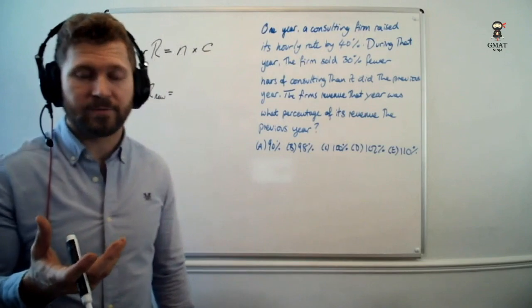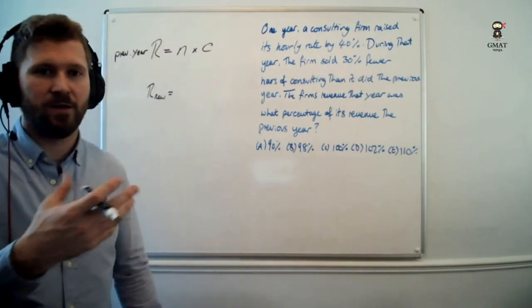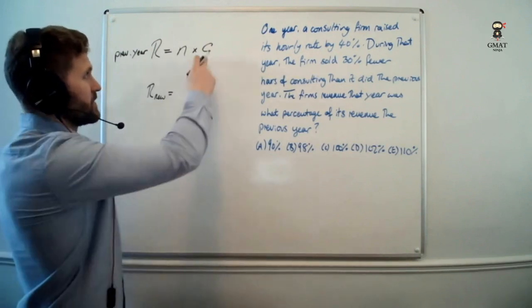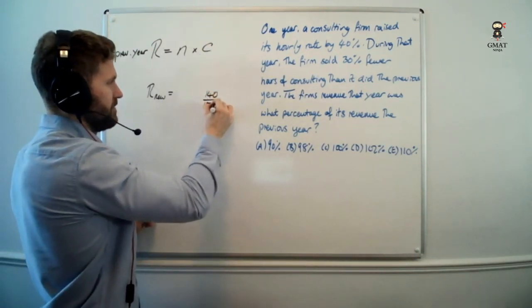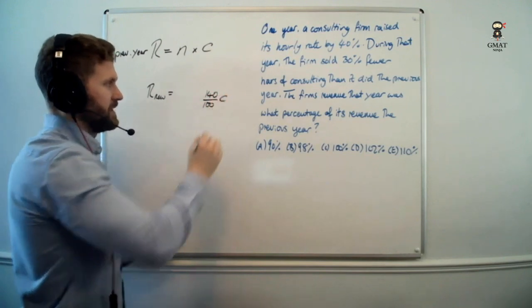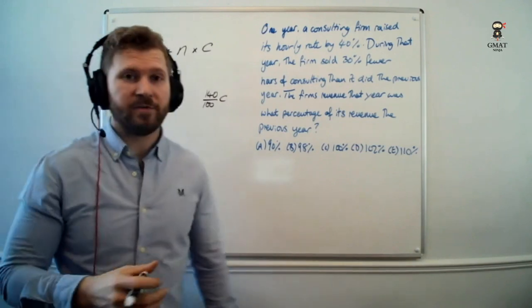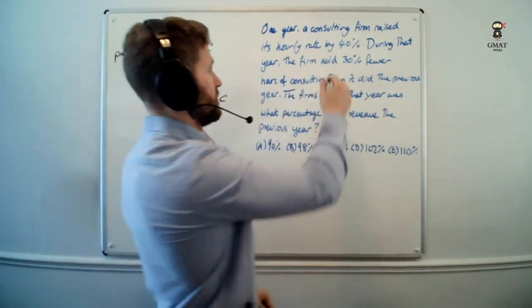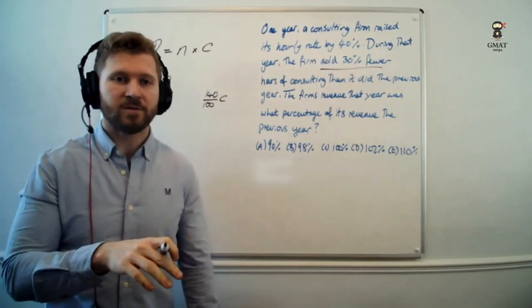Or, if you remember back to what we were doing in the last question, 40% higher is the same as 140% of the previous year. So I could say that my new cost per hour of consulting is going to be 140 over 100 times C. I could do a very similar thing with the number of hours of consulting. We're told here they sold 30% fewer hours. 30% fewer, that's it.